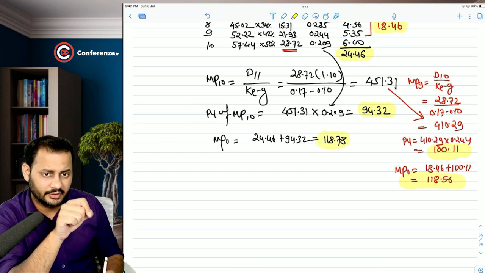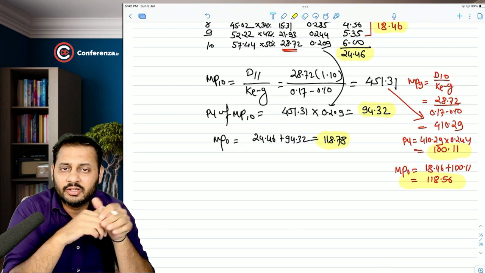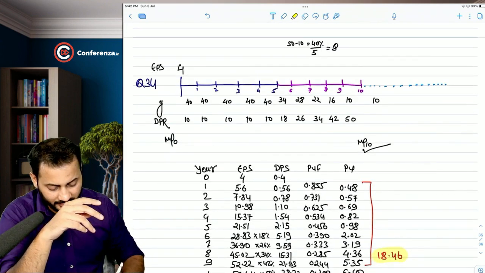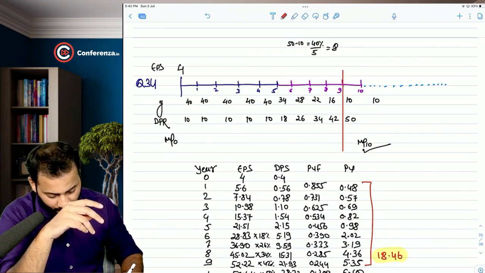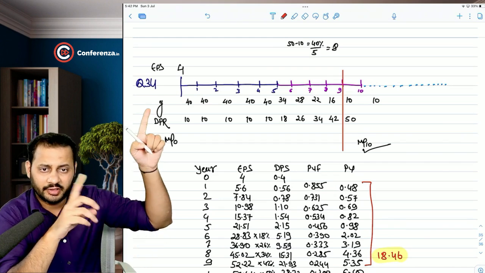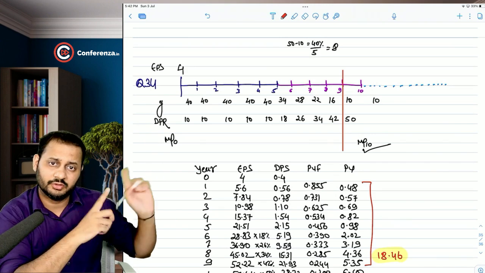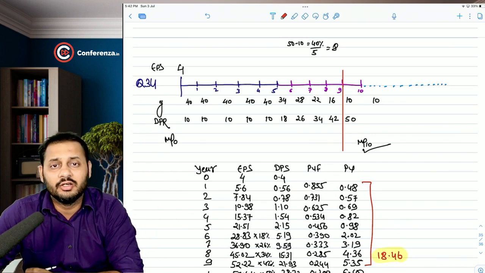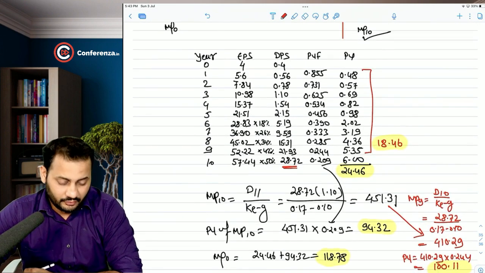This figure and 118.75. That means you can reduce your calculation till MP9 also, because after 9th year you can clearly see everything is same. After 9th year, growth rate is 10% throughout. After 9th year, dividend payout ratio is 50% throughout. So you can restrict your calculation till 9th year also. This is how we have to calculate.